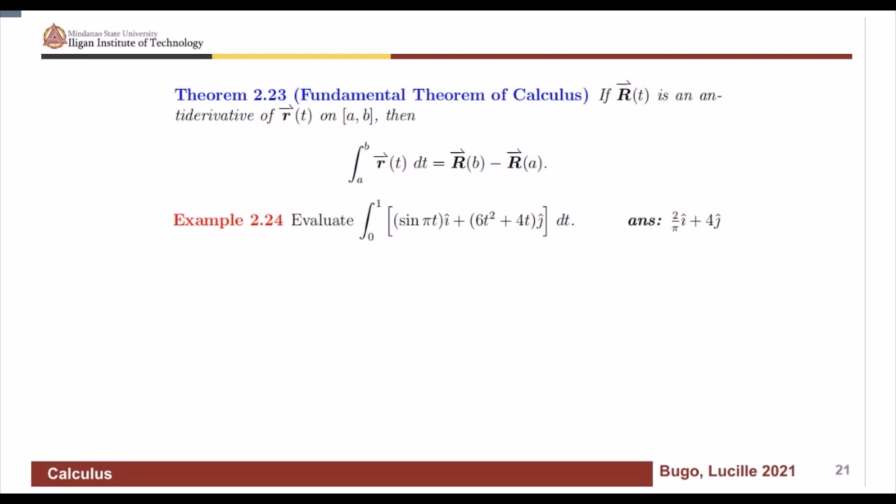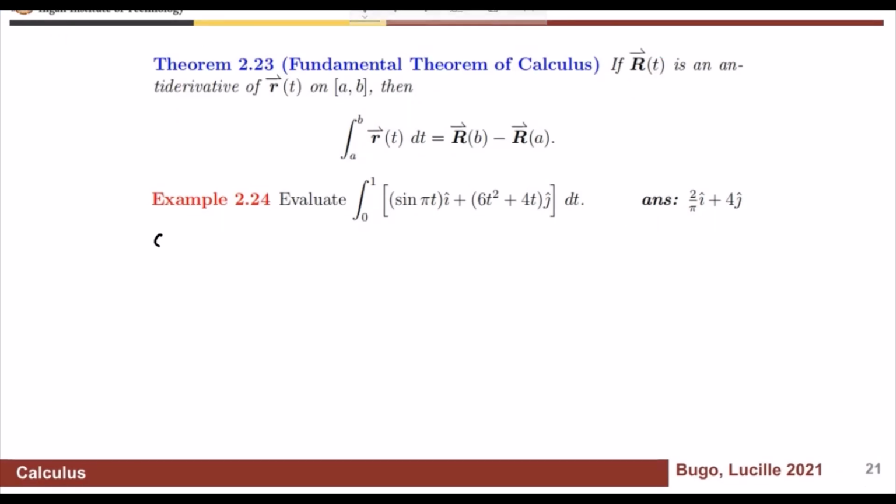Theorem 2.23, the fundamental theorem of calculus. If R(t) is an antiderivative of the lowercase r(t) on [a, b], then the definite integral of lowercase r(t) dt from a to b is equal to the antiderivative value at b minus the antiderivative value at a. So therefore, we can actually solve for the antiderivative first and then substitute the upper and lower limits.